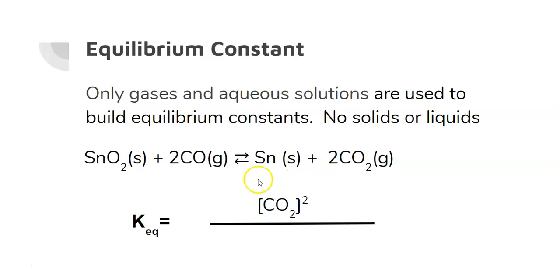Now I'm going to look at my reactants. Okay, my iron oxide is a solid. I can't use him, okay? But then notice my carbon monoxide is a gas, so I can use him. I'm going to do the same thing. I'm going to write brackets and put in my chemical formula of CO, but also note that he has a coefficient of 2, and so that 2 is going to become my superscript or exponent, and I put that on the bottom, and that's it. That is my equilibrium constant for this reaction.